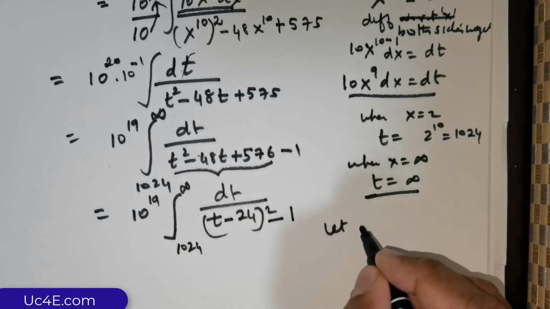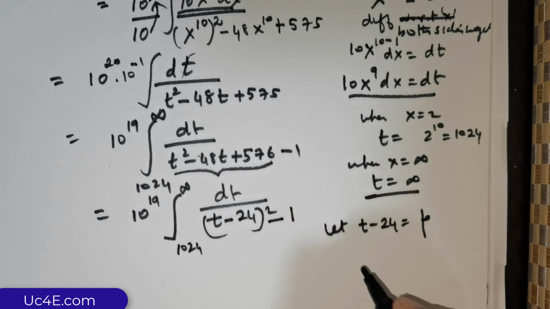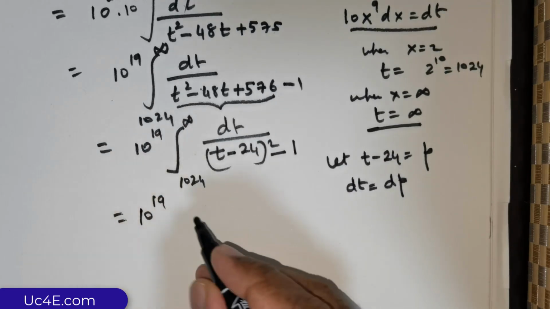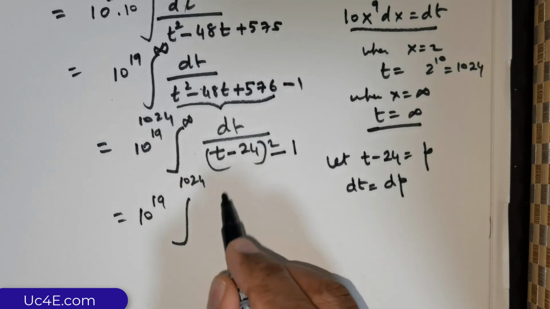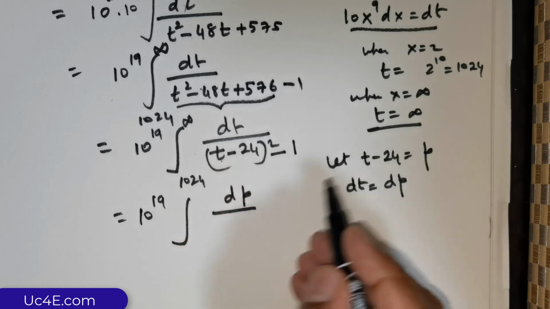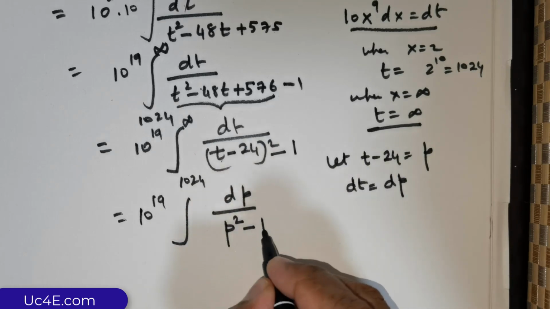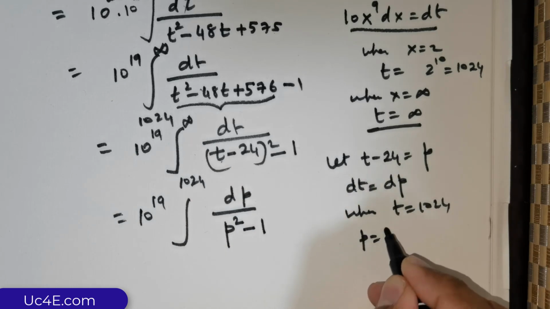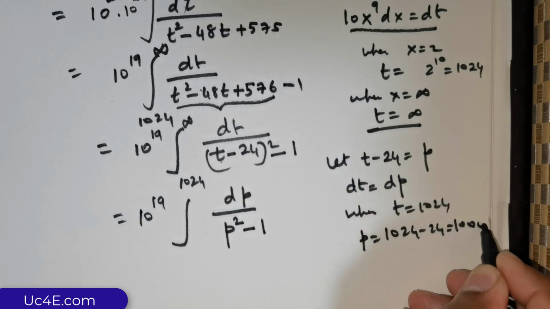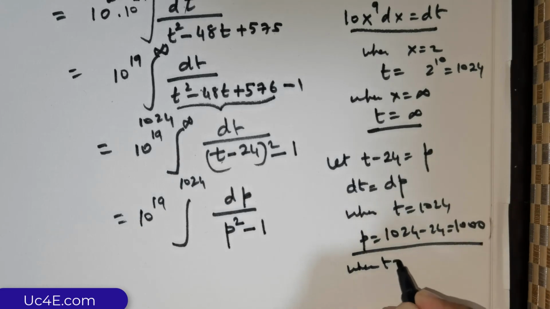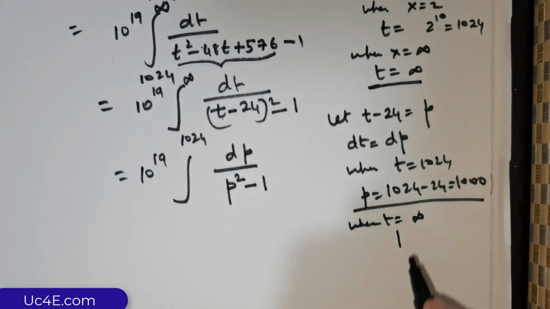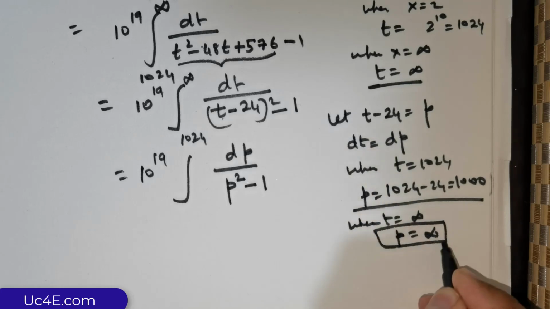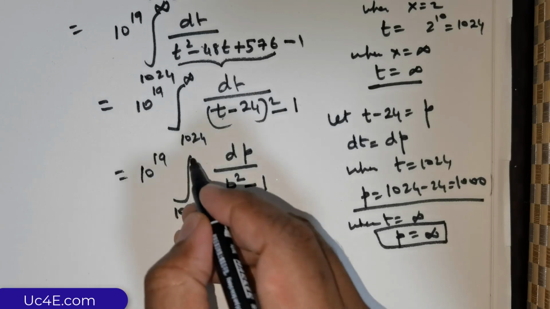Now what I wish to do is make another substitution. Let t minus 24 be equal to some p. So dt is equal to dp. So this is equal to 10 raised to the power of 19. I'm not going to change the limits as yet. In place of dt, it's dp. In place of t minus 24, it's p. This has got a power 2 followed by minus 1. Now, when t is equal to 1024, what happens to p? p is equal to 1024 minus 24, which is nothing but 1000. When t is equal to infinity, p is going to be infinity. So this is going to be 1000 to infinity.